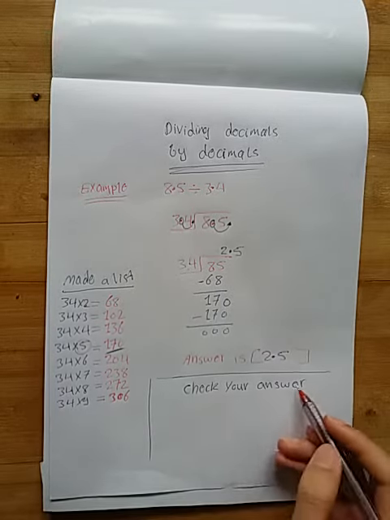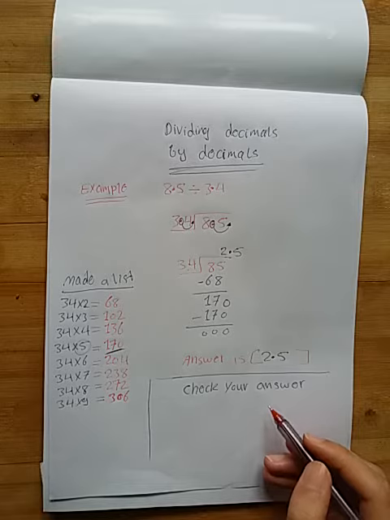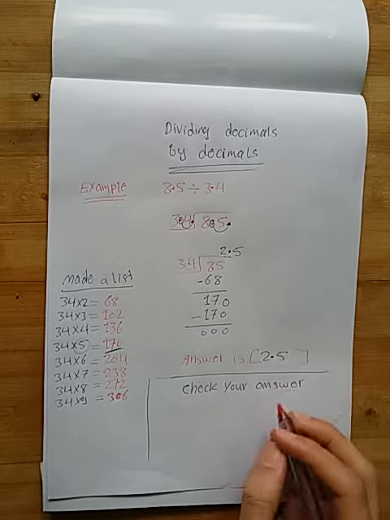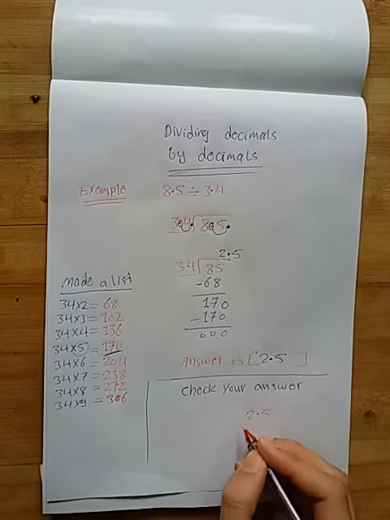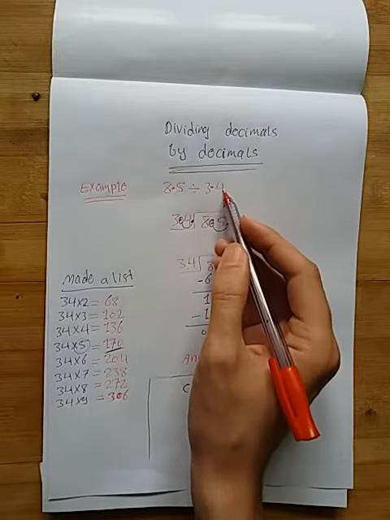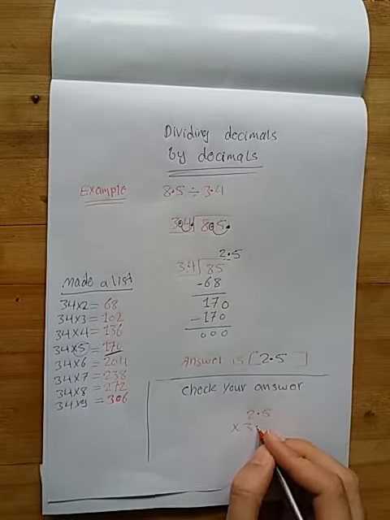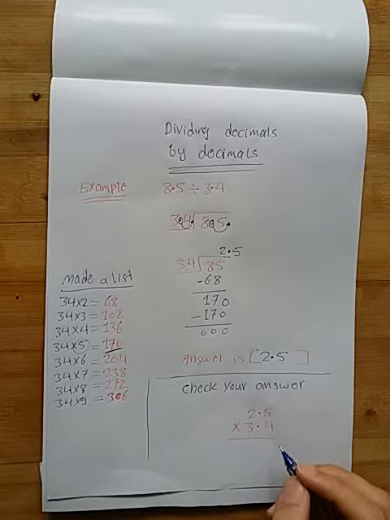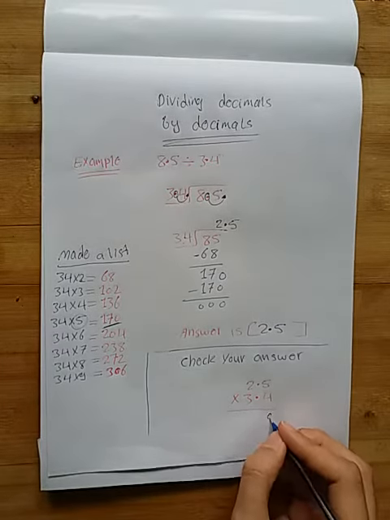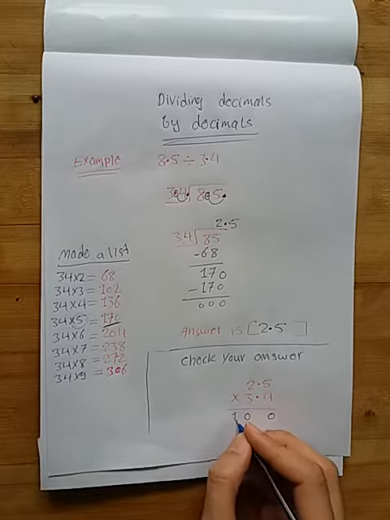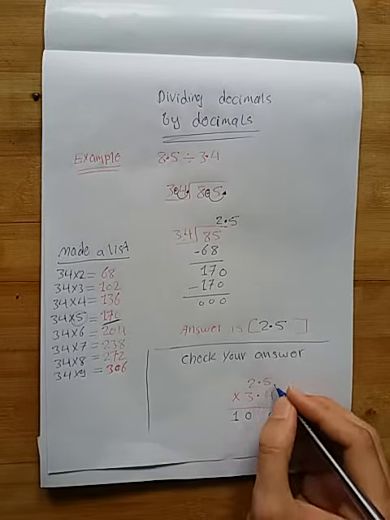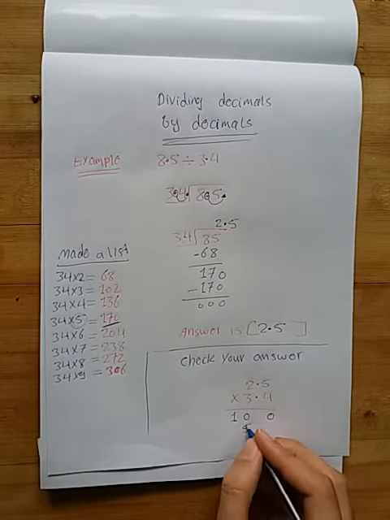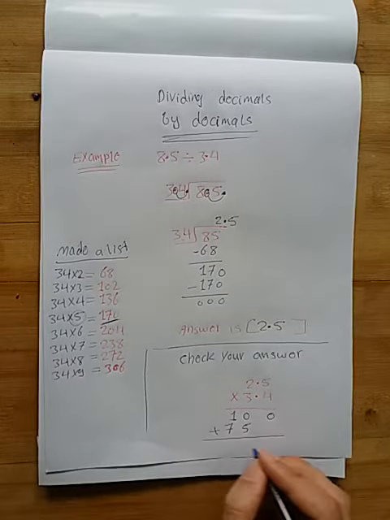Now, how do we check our answer to see if it's correct or not? We will multiply 2.5 by our divisor, which is 3.4. Normal multiplication, we just make sure we line up our numbers nicely and correctly. Then we add.